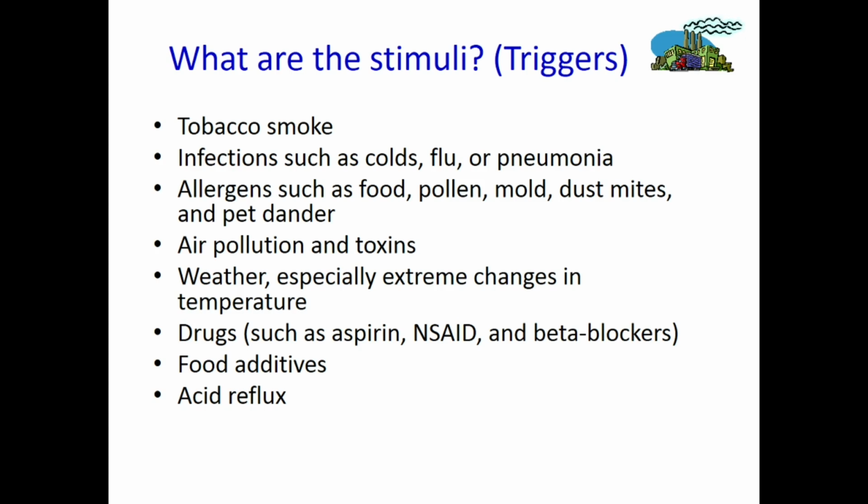Then you have air pollution. Then you have some toxins which may produce stimuli or trigger hyperresponsiveness. Then extreme changes in temperature. We all know about this: winter, summer, some of us do suffer from hyperresponsiveness of the lungs. Now, notably, in the viva some of you may be asked what are some drugs which can stimulate hyperresponsiveness of the bronchioles. Like aspirin, other NSAIDs, and beta blockers.